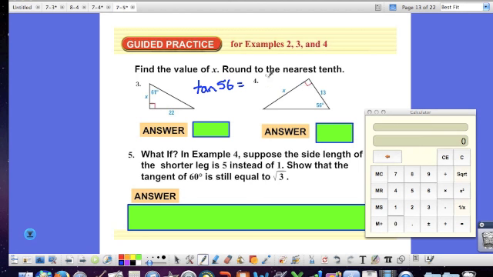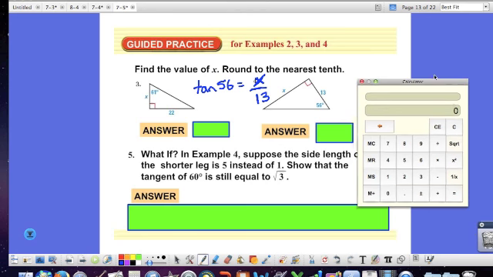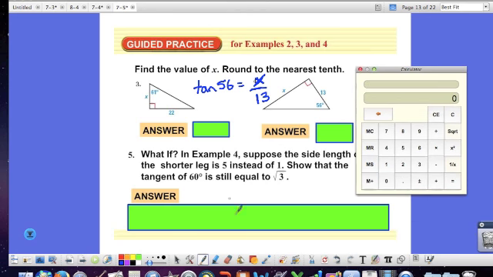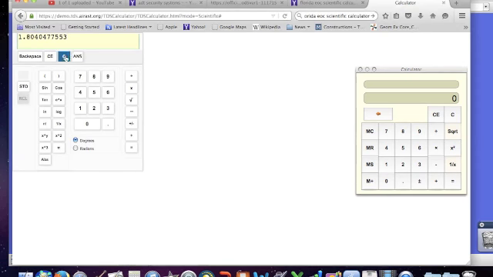So now we want to find x. We have the angle is 56 degrees, so the tangent of 56 is the opposite, which is x, over the adjacent, which is 13. Okay, that means I'm going to multiply 13 by the tangent of 56. So the tangent of 56 is that number.